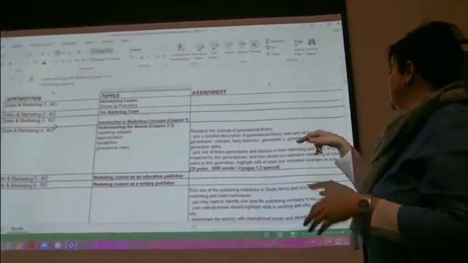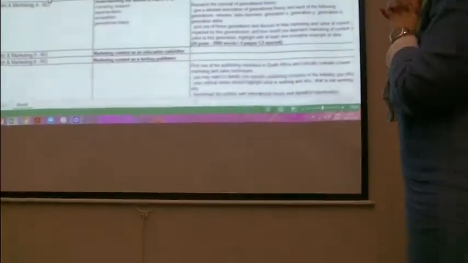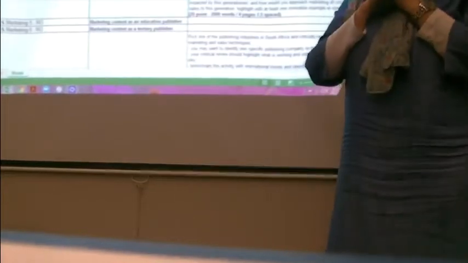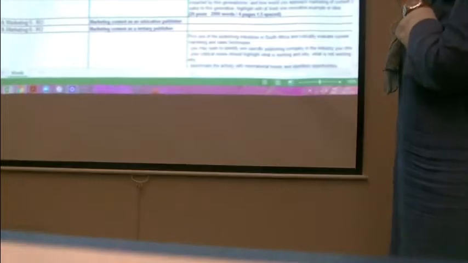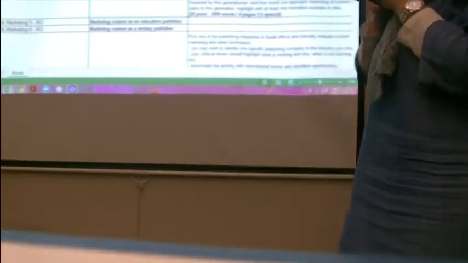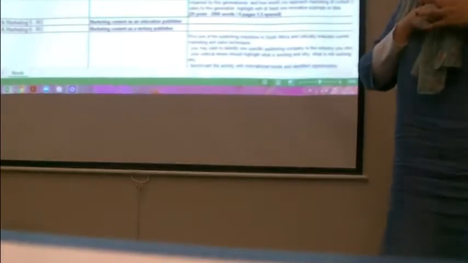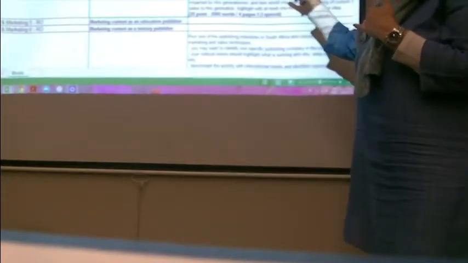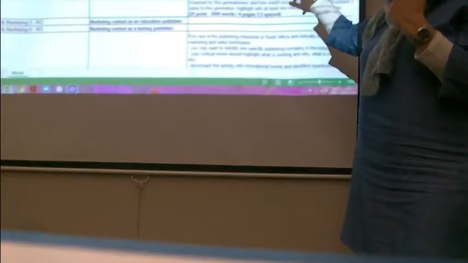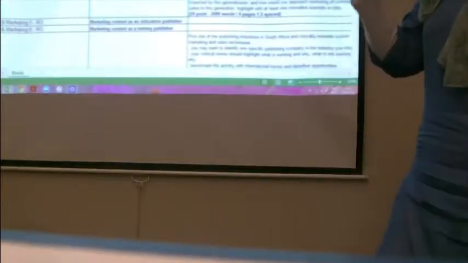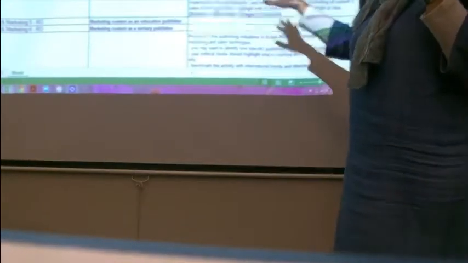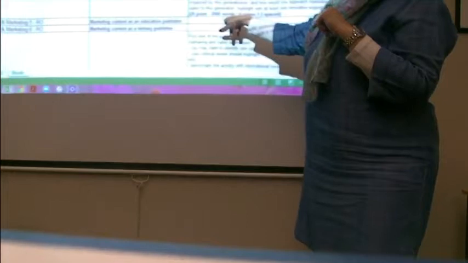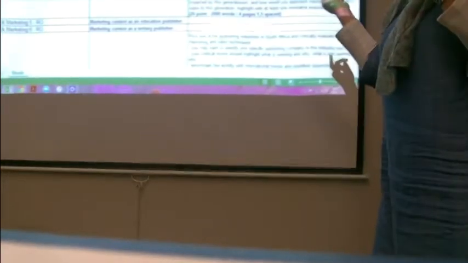Pick one of these generations and discuss how marketing and sales of content is impacted by this generation. And how would you approach marketing of content and sales to this generation? Highlight with at least one innovative example or idea. So you have to pick one of these generations, research them properly, then talk to me about how you would market to that specific generation. Okay, so that's an easy one. For the MA students, I might add a number of words or an additional question.